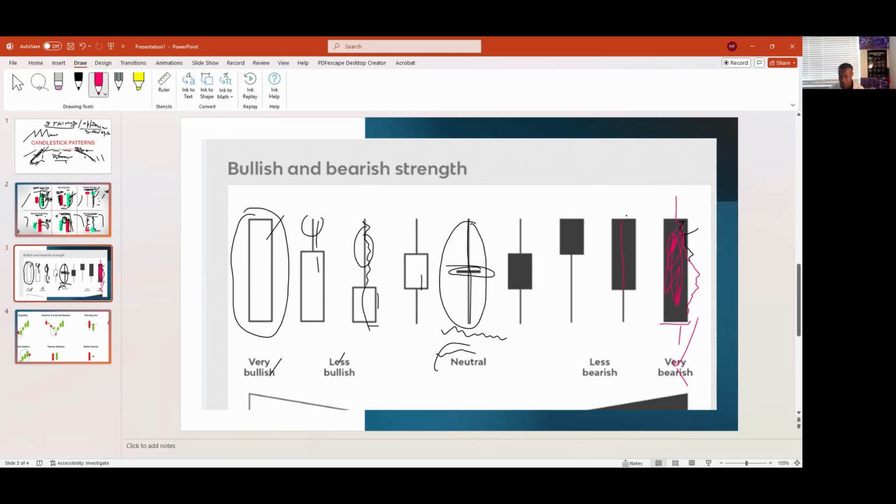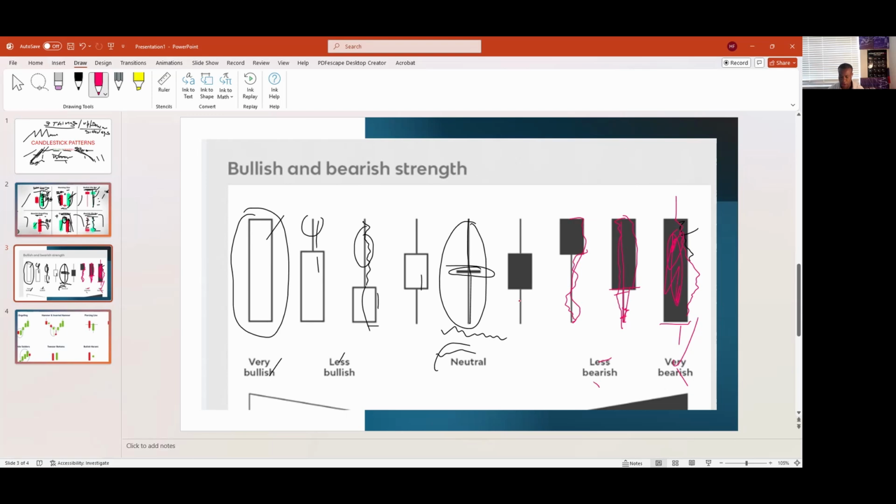Sellers pushed the price down here because there's a wick, and buyers now pushed it back up. That's why we got a wick, and that's why we call it less bearish. Whenever you see a wick, it's because sellers pushed the price down and buyers pushed it back up to the middle here. Here also, sellers pushed the price down, then buyers came back and pushed it up, and it closes here. So that's why we call it less bearish.